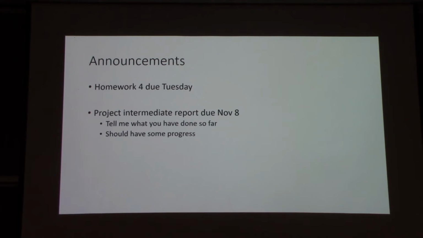Yes. How long should the report be? Oh, there must be something on the website. I vaguely remember saying no more than 2 pages.